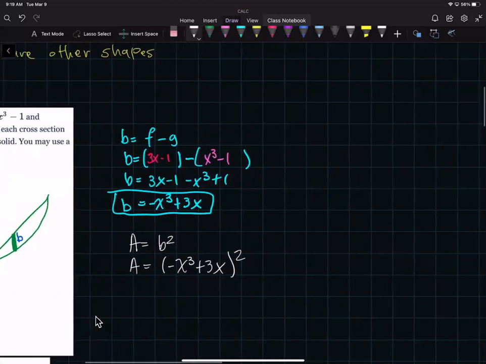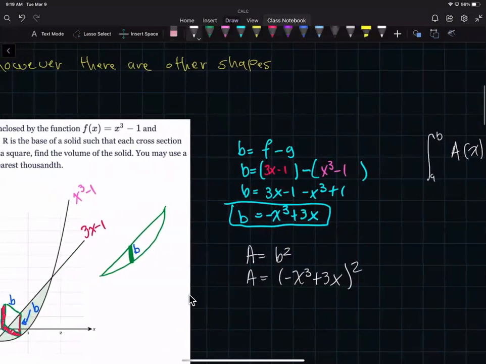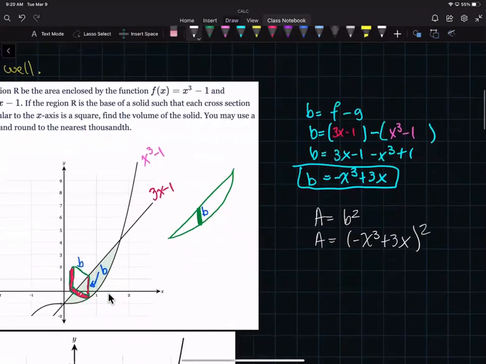All right. So then we already know that we're going to be using the integral from a to b of A(x) dx. And the reason why we use the integral is because we want to go ahead and now find all of the different squares. So I want to go ahead and find all of the squares on this shaded region. So similar to what you have here.